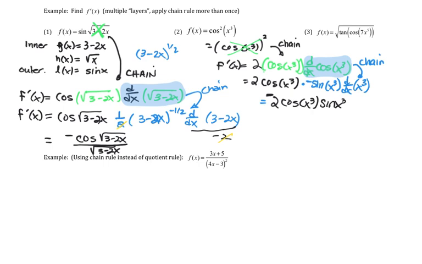And at this step, we differentiate this. Now, do I need the chain rule to differentiate x cubed? No, I finally got to the point where it's not a composite function anymore, so I just differentiate that function. And so we would get negative 6x squared cosine of x cubed sine of x cubed.